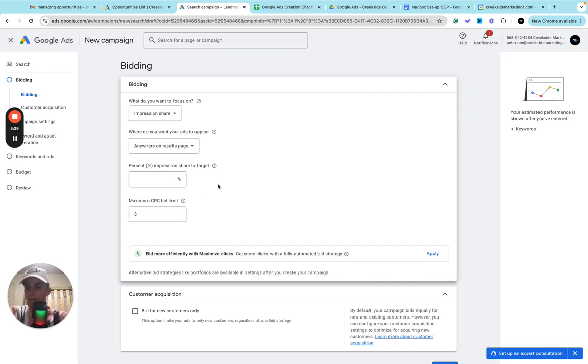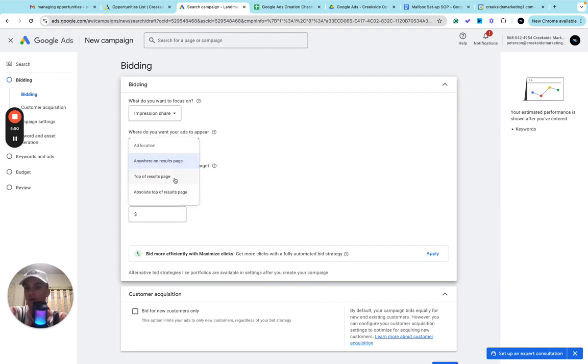Here we can choose the percent of impressions that you want to show up for. So, for example, if 100 people are typing in the search term lawn care in the area that you're targeting and you want to show up for 50% of those people, or you want to show up for 50 of those people, you would put 50%.